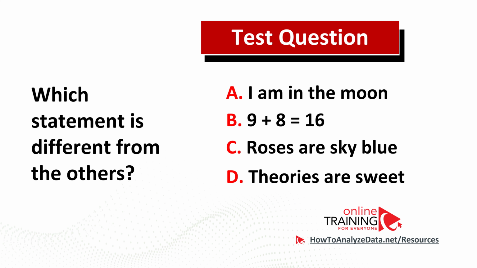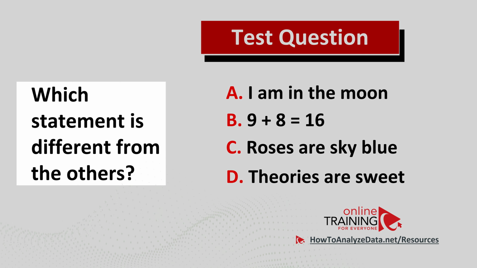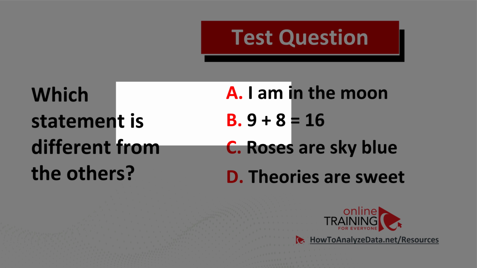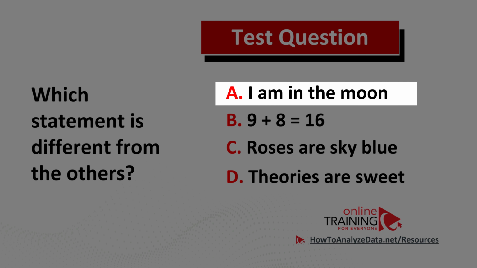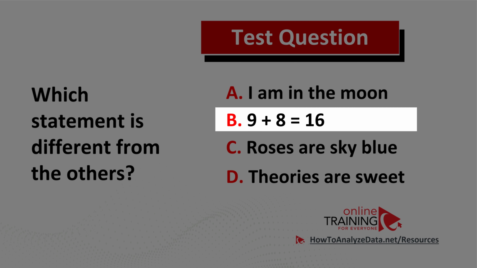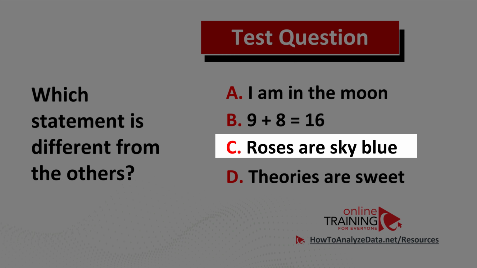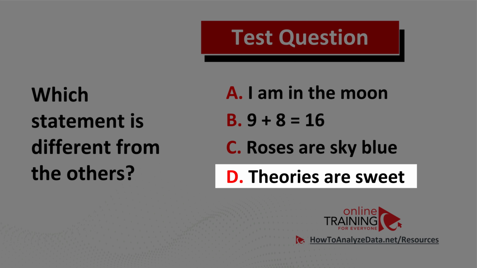And now here's the question for you to try. Please make sure to post your answer in the comment section of this video so I can give you my feedback. Which statement is different from the others? The first statement, A, I'm in the moon. Choice B, 9 plus 8 equals 16. Choice C, roses are sky blue. And D, theories are sweet.